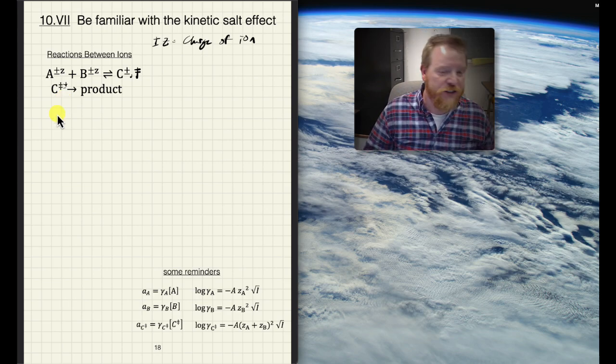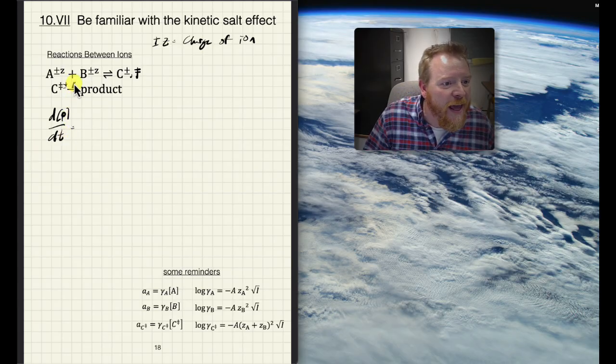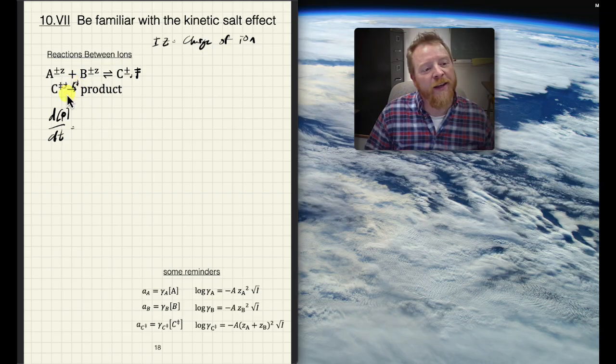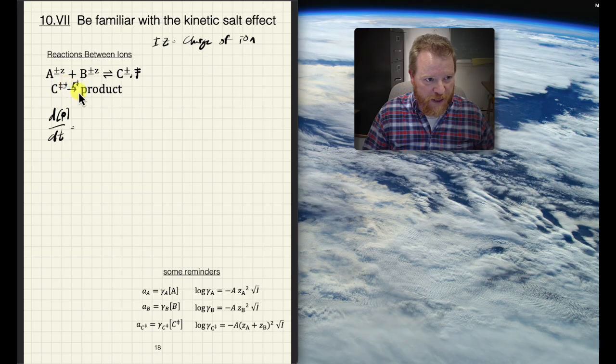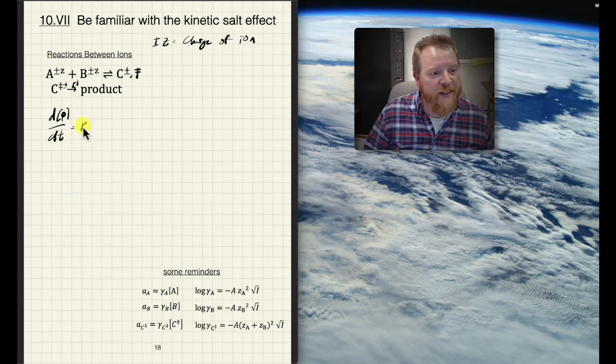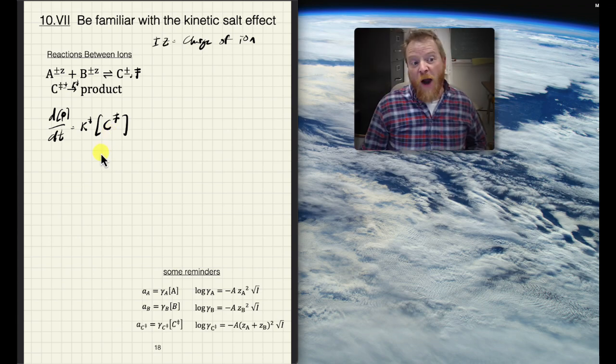And if you recall, if we approach this in our normal kinetic way, looking at the formation rate of product dP by dt, if I put a k double dagger over the second reaction to indicate the rate constant of this reaction is k double dagger, then we can write dP by dt as k double dagger times the concentration of C double dagger. And I'll omit writing the plus minus on C for ease of writing.